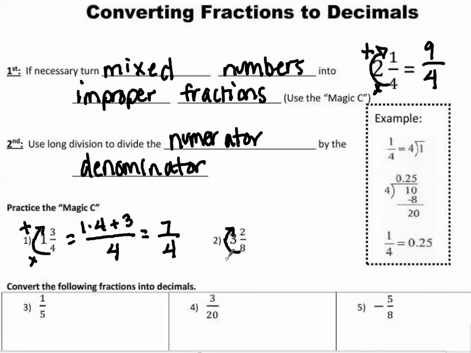On number 2, 8 times 3 plus 2. Keep your denominator. 8 times 3 is 24. Plus 2 is 26, over your same denominator of 8.